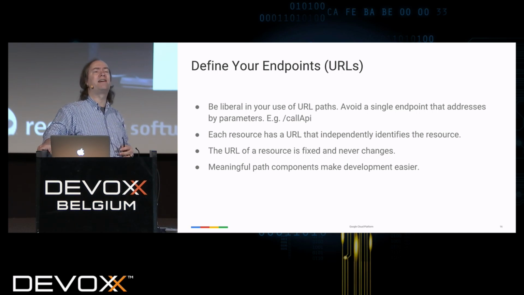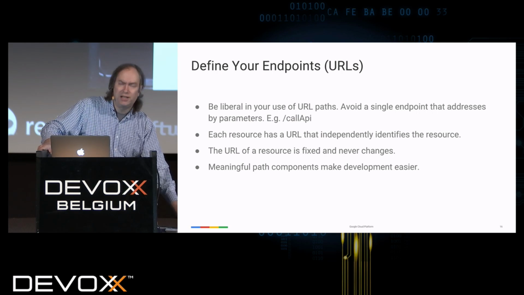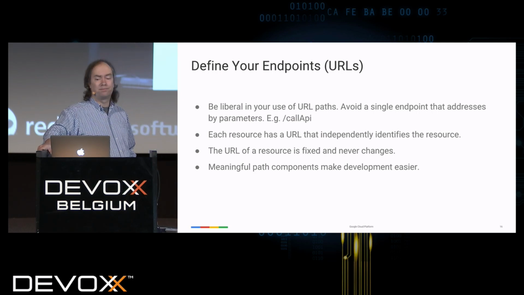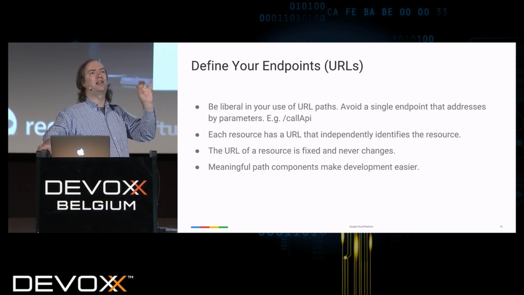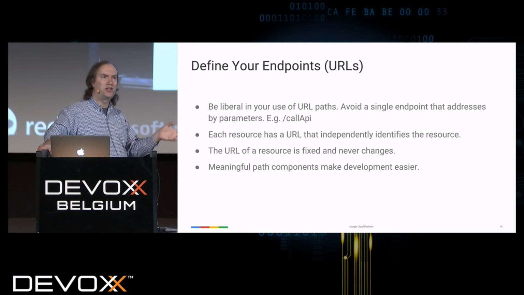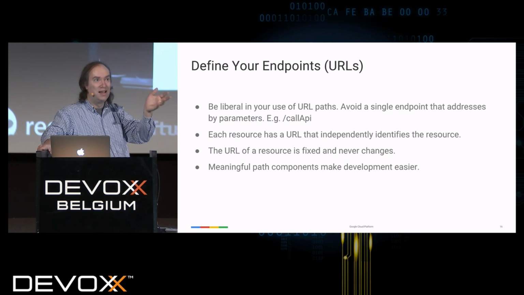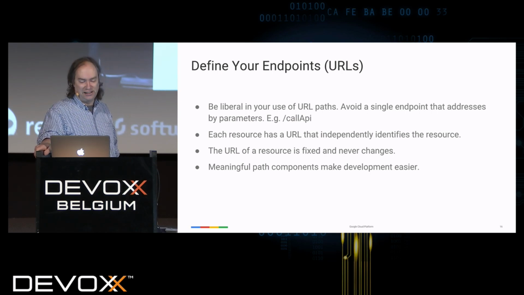Every resource is going to have at least one URL that independently identifies the resource. Not necessarily only one, but at least one. The resource of a URL is fixed and never changes. If the URL changes, that means you've got a new resource. What is a resource? It's what a URL identifies. What does a URL identify? A resource. Bit of a catch-22 there, but that is how it's defined. So try and keep your URLs consistent.